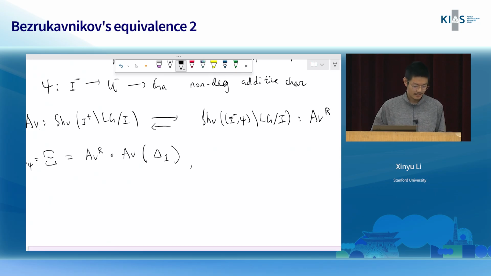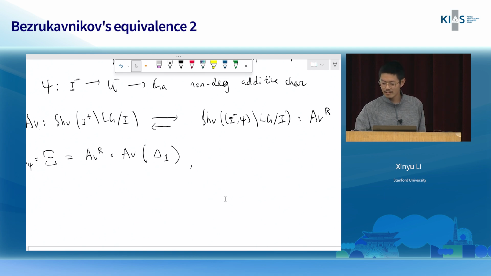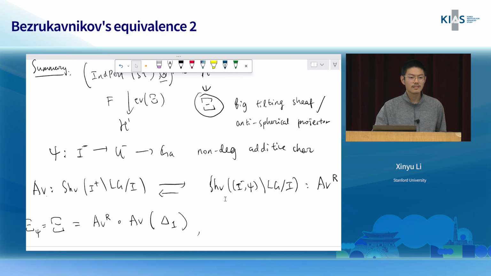Okay, so I think I finished my introduction to this construction of the functor F. Are there any questions?